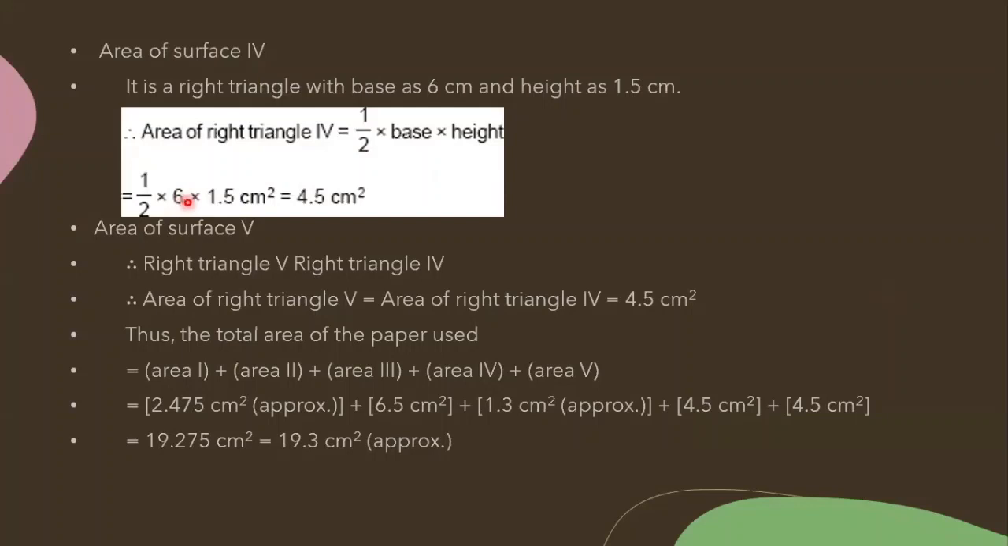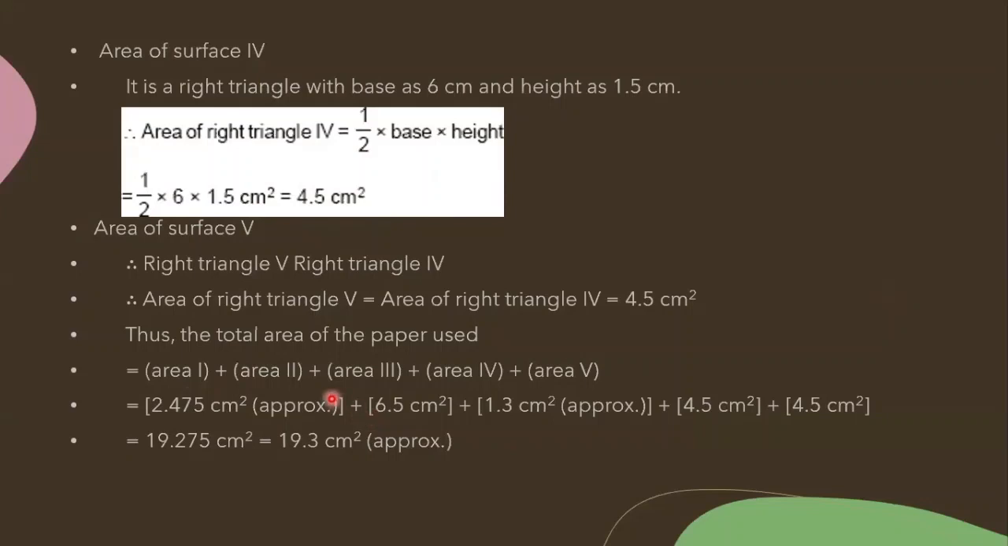So the height is 3 again. So 1.5 is the base. We are getting 2 1s are 2, 2 3s are 6. 1.5 into 3 is 4.5 centimeter square. Even the area of surface 5 is also the same. So now we add all the areas of all the 5 surfaces. We'll get how much paper she has used.